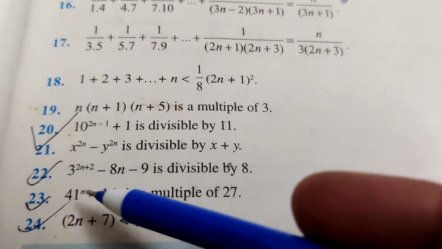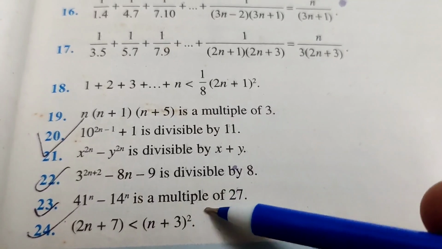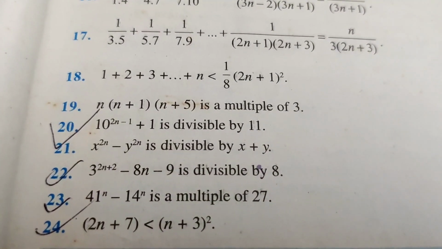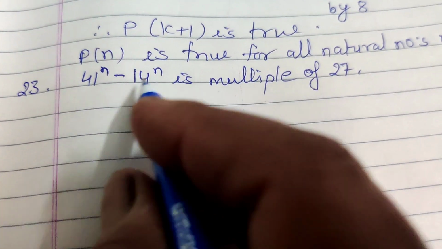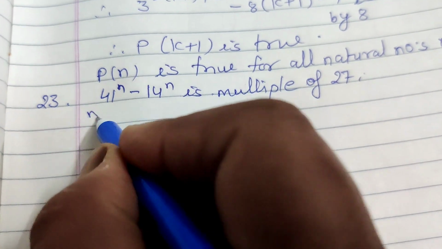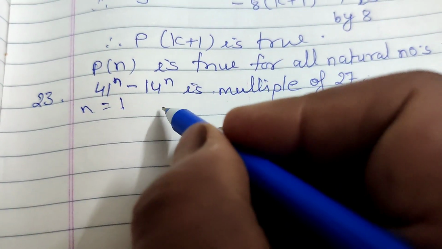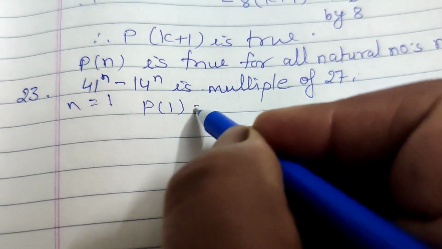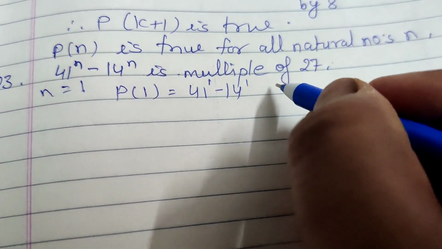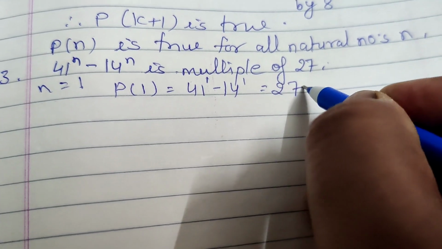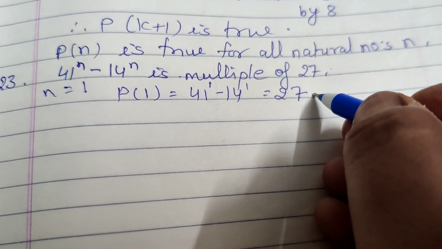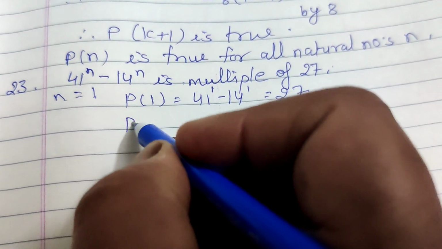41 raised to power n minus 14 raised to power n is a multiple of 27. Now check for n equal to 1. 41 minus 14 raised to power 1 means 41 minus 14, which is equal to 27. It means it is a multiple of 27, which is true.